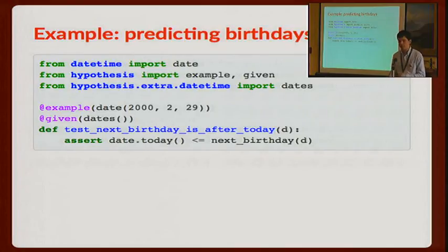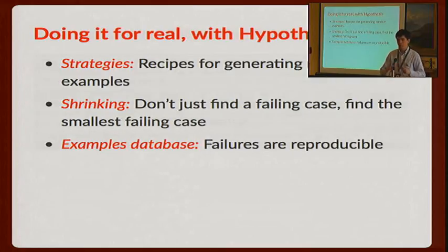Once we found that bug and fixed it, it's very easy to use the example decorator in Hypothesis. It lets us make sure we're always going to hit that example again. It's always going to test it in addition to the random examples. So that's the Hypothesis library.